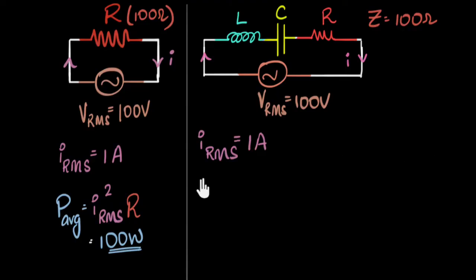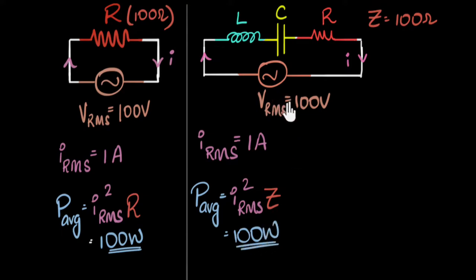Okay, now it might be reasonable to think, just like earlier, that the average power might be I_RMS squared times the total opposition, which is Z. And we might think, okay, maybe we end up with the same answer, which kind of makes sense, right? Because I have the same voltage, same current, same opposition as before. Everything is the same, so maybe the power dissipation also remains the same. But this is not true. This is wrong.